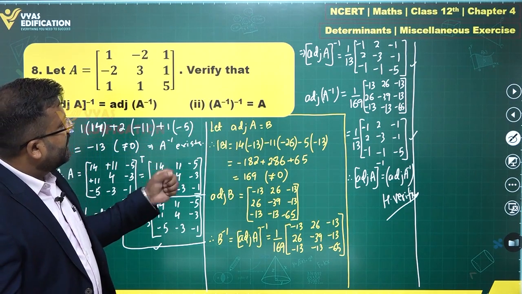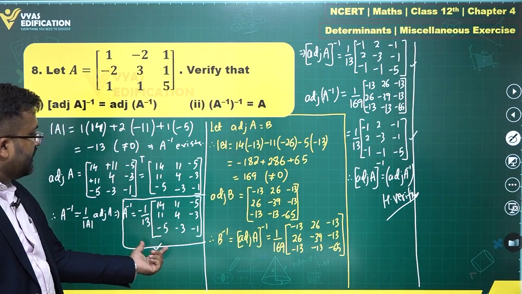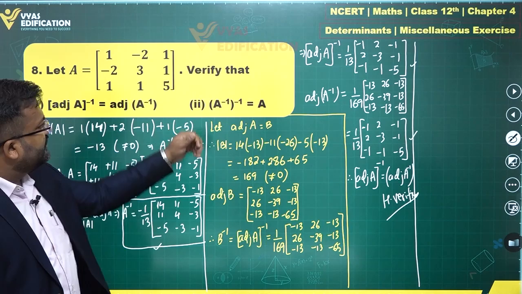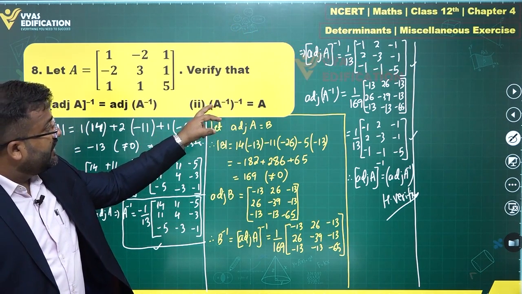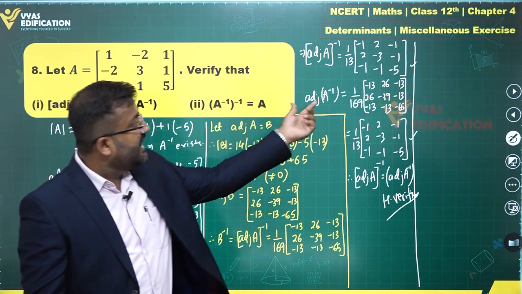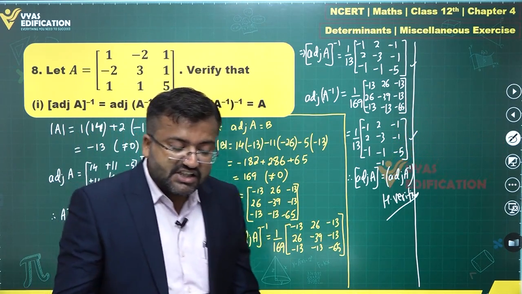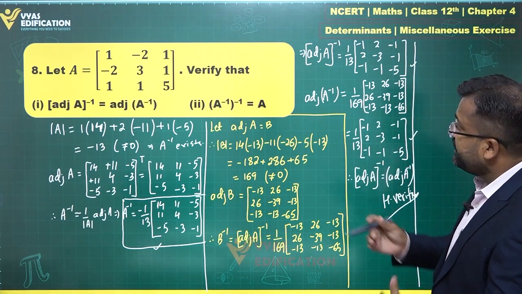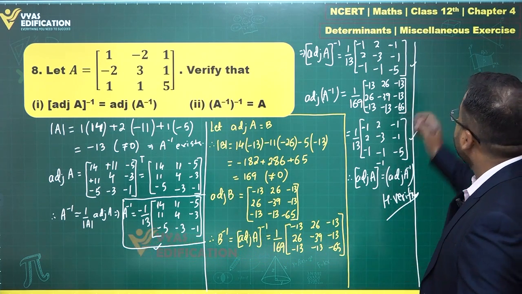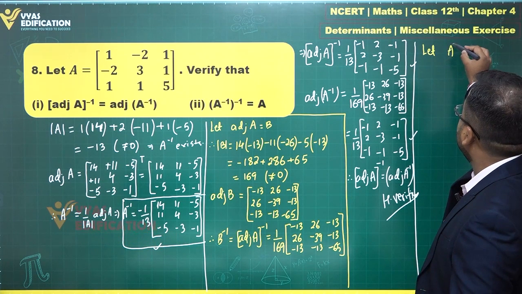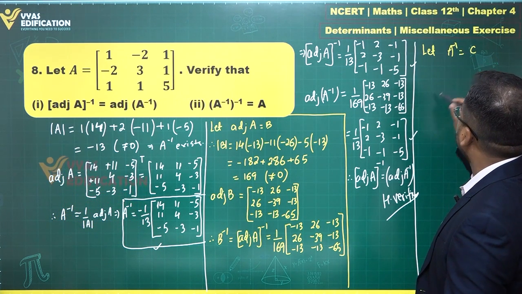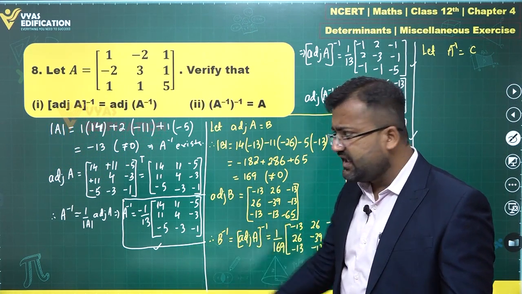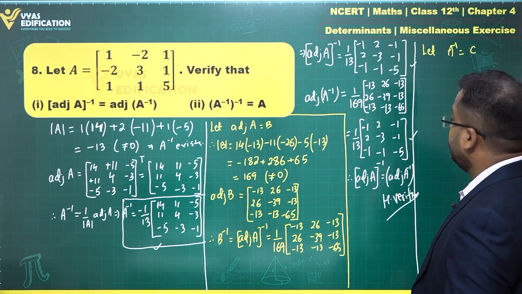Next part, for the next part, we already have A inverse, right? The next thing that we need is the inverse of that. We already have the value of A, and for the inverse of inverse, we need adjoint of A inverse, right? Let's find that first. The next thing is we are interested in the inverse of inverse. Let A inverse be equal to C, and therefore let's find the determinant of this first.